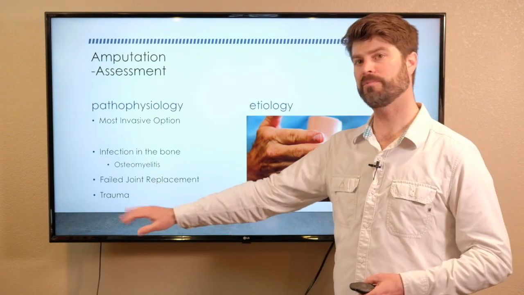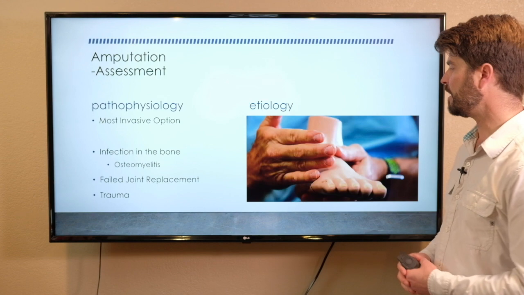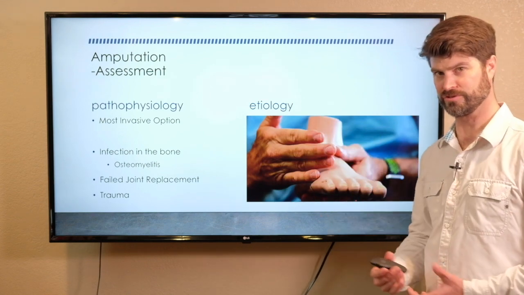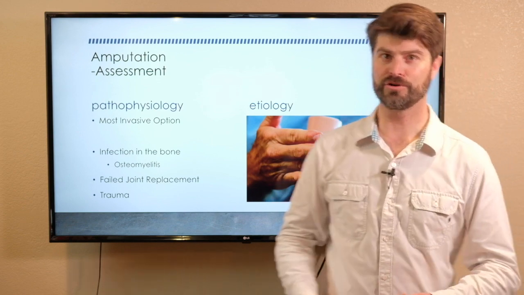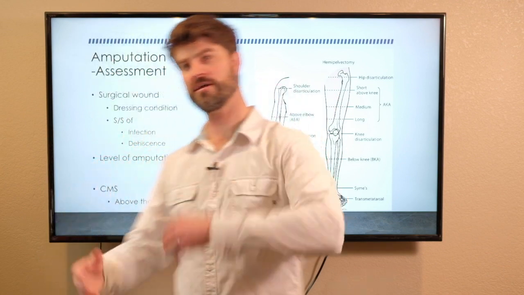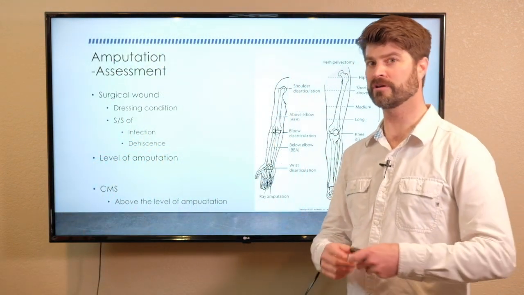And then failed joint replacement, trauma. Etiology, how patients get amputations, fairly straightforward, right? Surgical procedure, and we chop it off. So, I'm on the wrong side of my presentation. Sorry about that, I'm wandering.